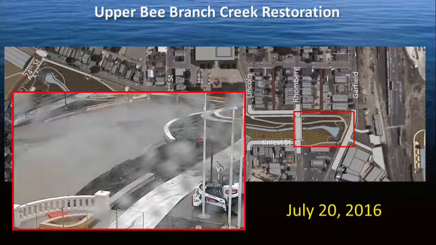The main goal or purpose of the Bee Branch Creek Restoration Project is to convey or pass water through the area. Even though today it doesn't pass water the way it ultimately will, it's still providing an area for a significant amount of storm water, versus having it in the street or in people's basements.